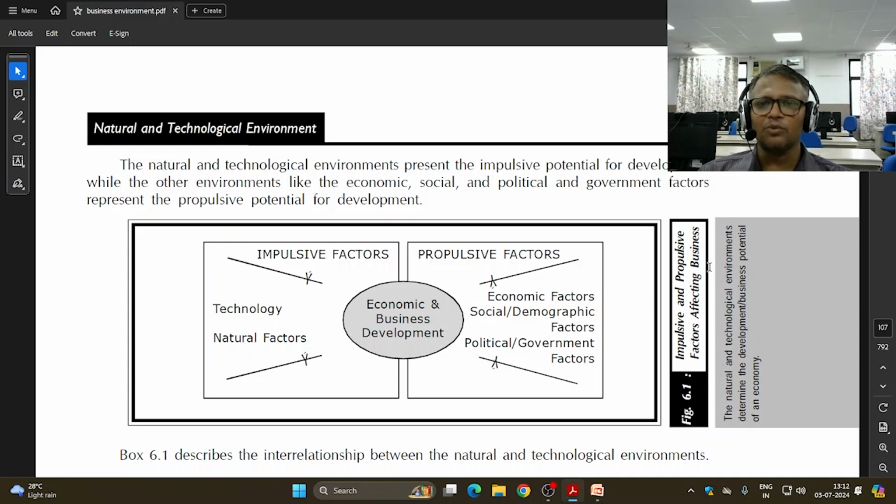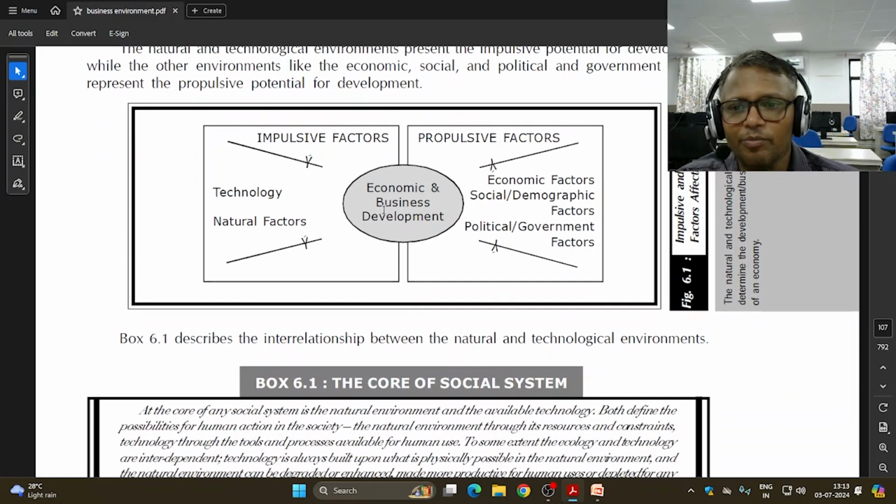The impulsive sectors are those sectors which are naturally controlling it. They are very aggressive, and these sectors are technology and natural sectors. While the propulsive sectors are those sectors which are surrounding it, for example, the economic, social, demographic, political, and government sectors, and these are all propulsive sectors. So remember, we have seen that the technological and natural environment presents the impulsive potential for development, while the other environments such as economic, social, political, and government represent the propulsive potential for development.